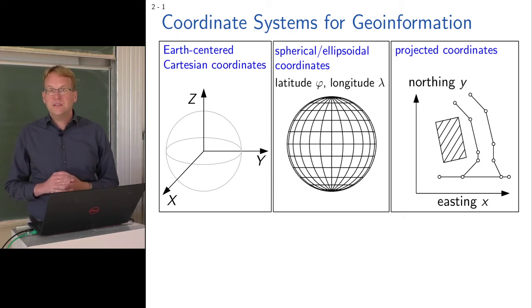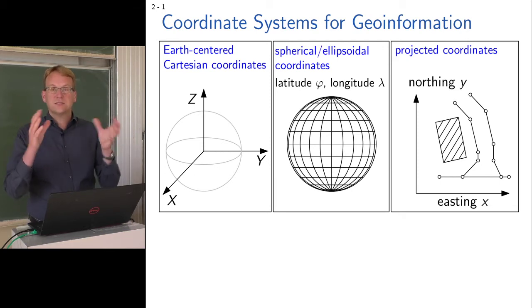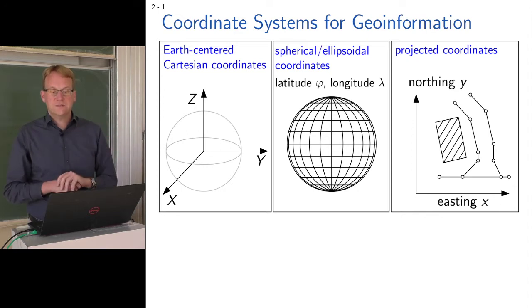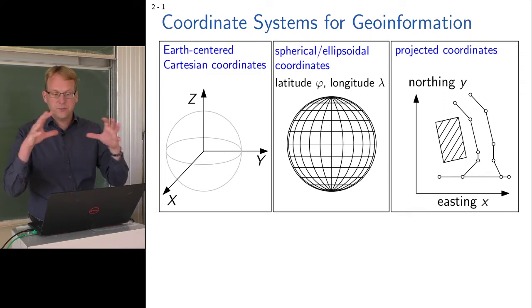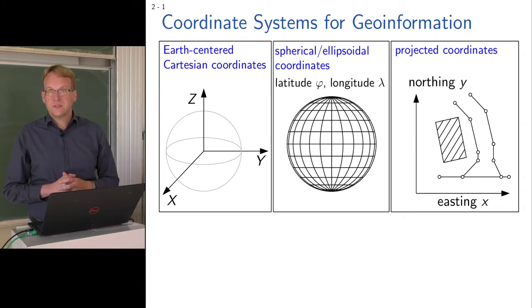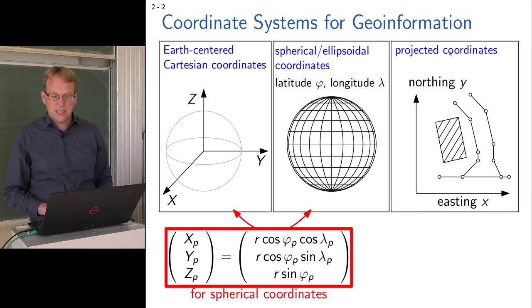These can be spherical coordinates, meaning these angles are defined on a sphere, or they can refer to the ellipsoid, so then we are talking of ellipsoidal coordinates phi and lambda. These are angles, of course. And then last but not least, we have these projected coordinates, something like easting x and northing y. That could be a map coordinate system.